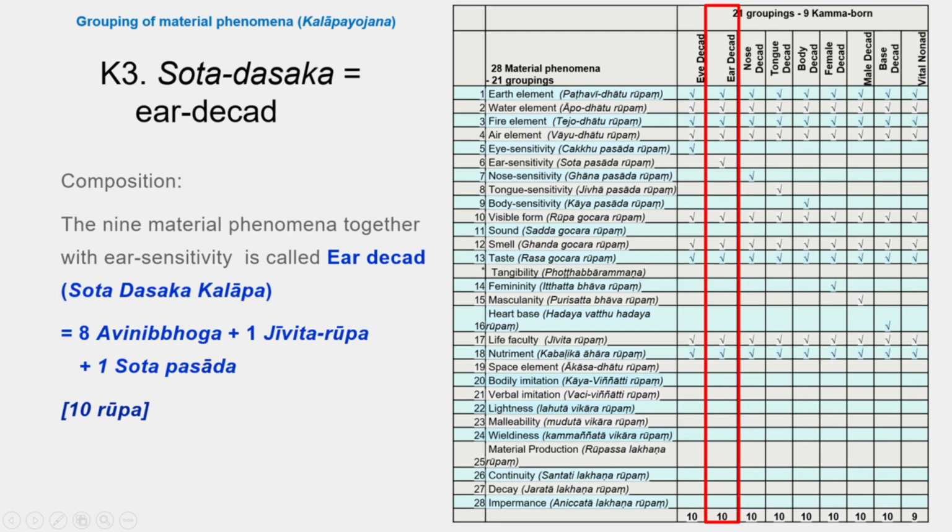Then the third one, Sota. This is easy for you. The nine material phenomena together with the ear sensitivity are called the ear decad, Sota Dasaka Kalapa. Sota is ear.